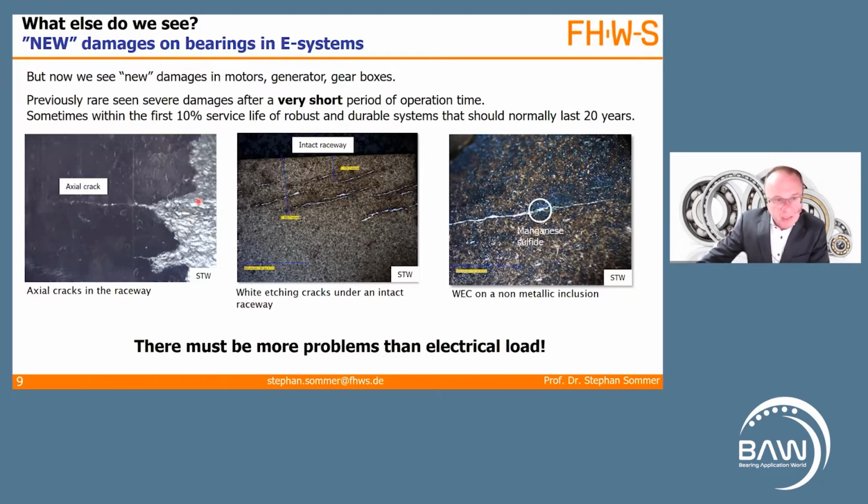And you see here a spalling, and from the spalling, actual cracks running through the complete ring. Here a long one, here a shorter one. Or we have completely intact raceways. Raceway is completely okay, but under the raceway, there are wide edging cracks. Or here a wide edging crack starting to the left and to the right of a non-metallic inclusion. So there must be more problems than just electric load.